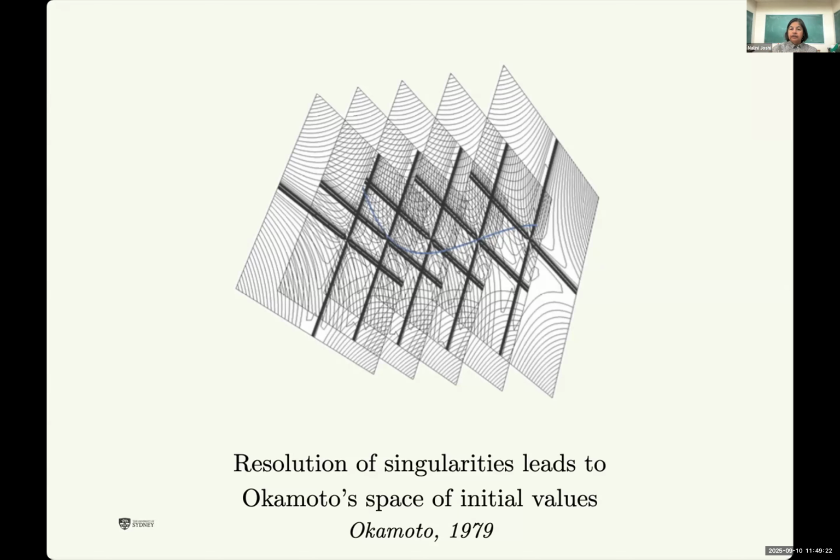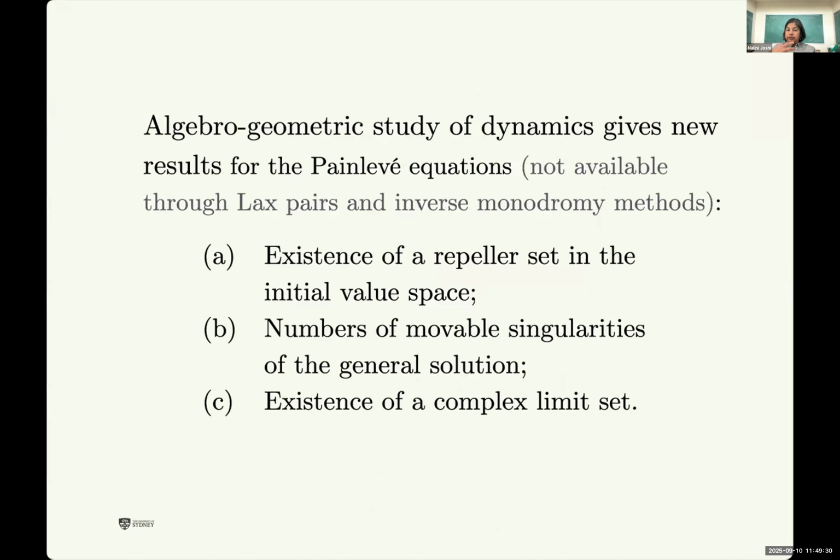So there might be connections with Paul Pearce's talk earlier, where he was explaining the ADE descriptions of many models. So the algebraic geometric study becomes important here. And what Okamoto did was purely algebraic geometric, but we wanted to try and use it to understand the dynamics, to understand the solution space for the Painlevé equations, for things that were not available through looking at Lax pairs and inverse monodromy methods.